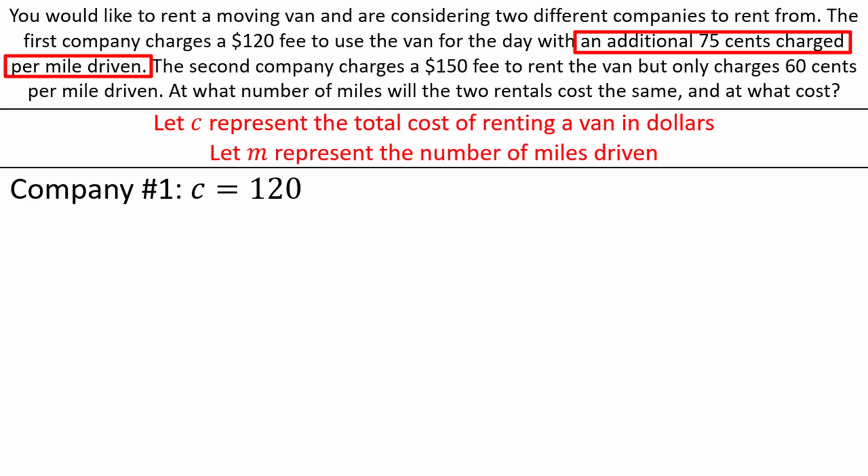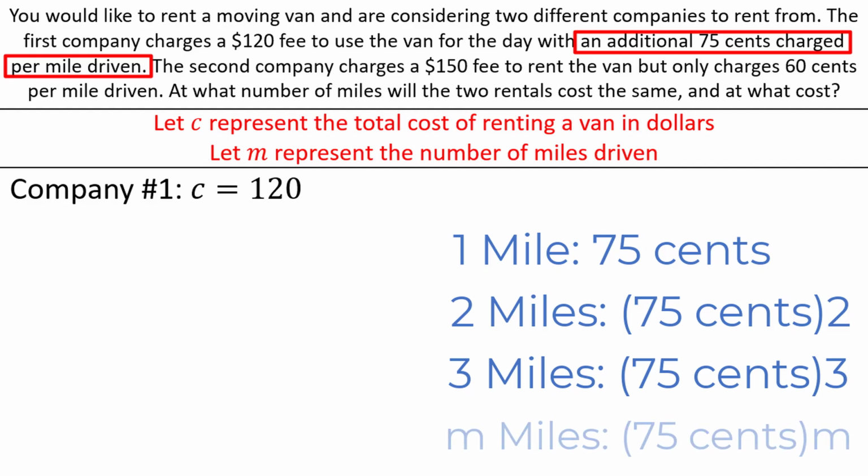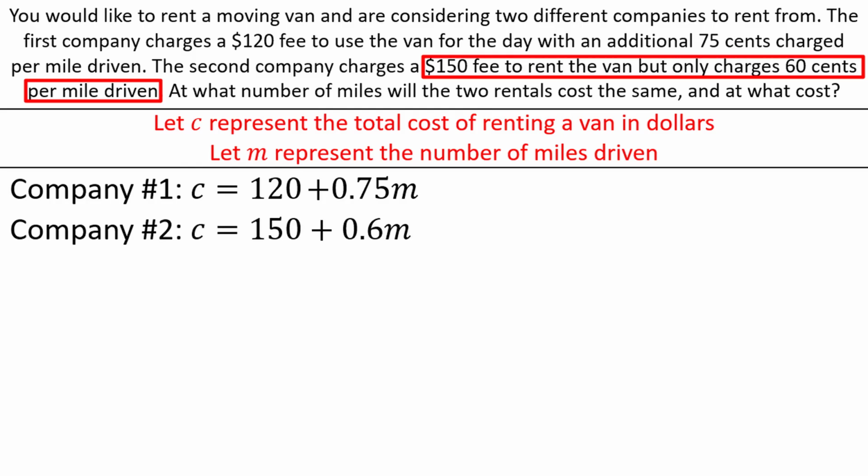That means for each mile driven, another 75 cents is charged. So 1 mile driven is 75 cents, 2 miles driven is 75 cents times 2, 3 miles driven is 75 cents times 3, or in general, M miles driven is 75 cents times M, or 0.75M, since our cost is in dollars. This must be added to the $120 as this is an additional cost above the flat $120 fee charged. For company 2, the total cost is $150 plus an additional 60 cents per mile driven, which can be written as C equals 150 plus 0.6M.